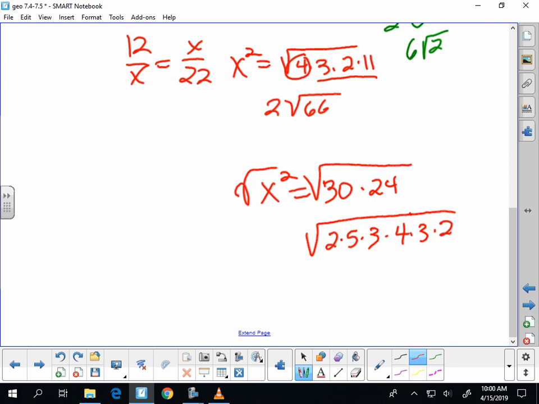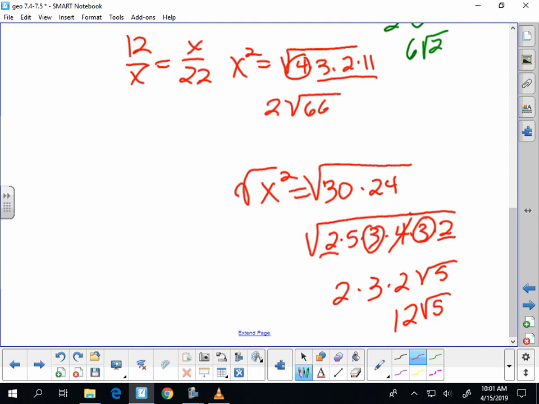What do we have? I can pull out a 2 there, right? I have a pair of 3's there. Square root of 4 is 2, so that's gone. What's left in? And on the outside, I get 12 square roots of 5.